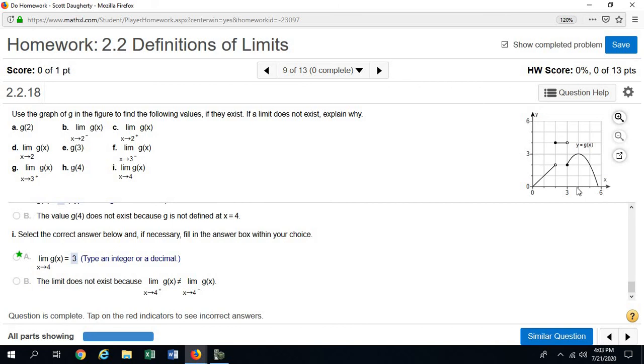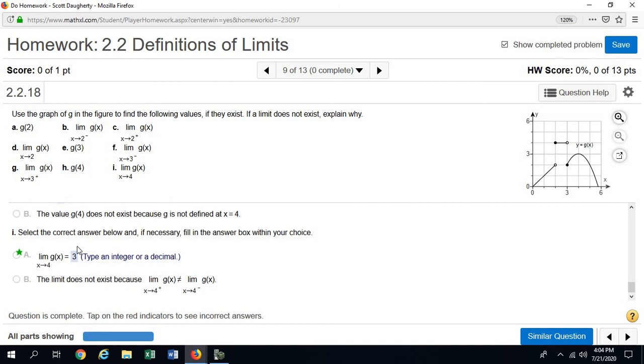And if you were to approach from the positive side of 4, you might plug in, let's say, 4.5. The y value that comes out is right there, a little bit below 3. And if I get closer to 4, maybe 4.1, you can see the y value gets a little bit closer to 3. So it's also approaching 3. And so both the left side and the right side limit are approaching 3. So the two-sided limit would then be 3.